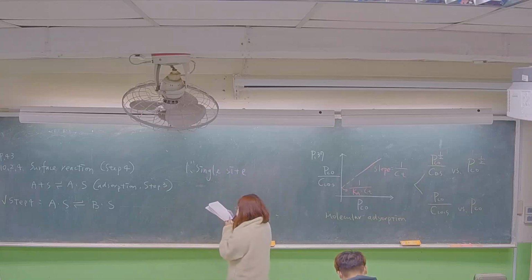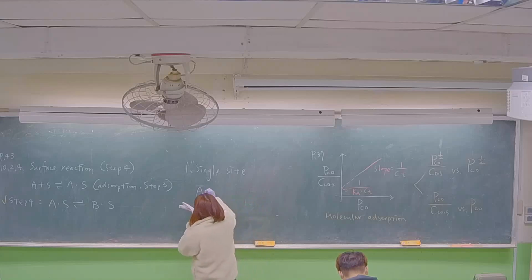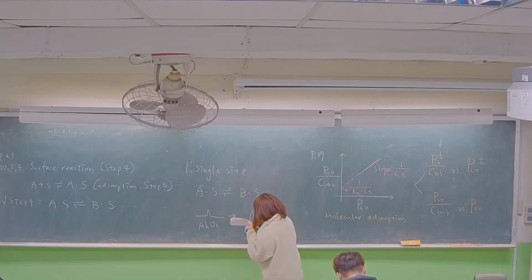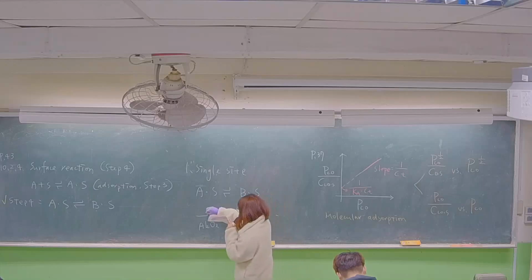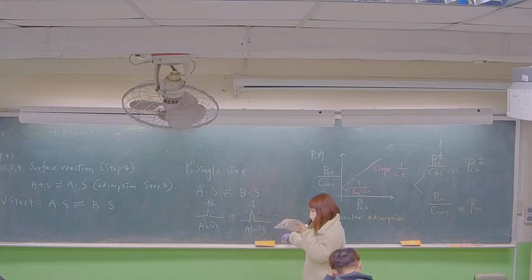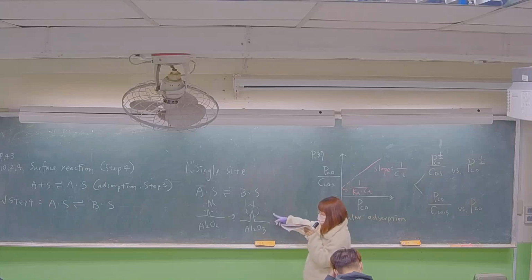Okay, so single site reaction means AS becomes BS. So you can see a figure here. Alumina is the catalyst. So single site. Previously, it is a normal one. After reaction, isomerization, okay? You can see the example, right?